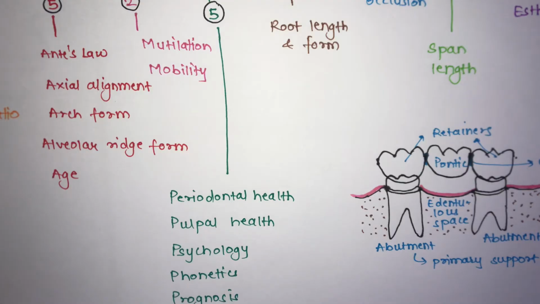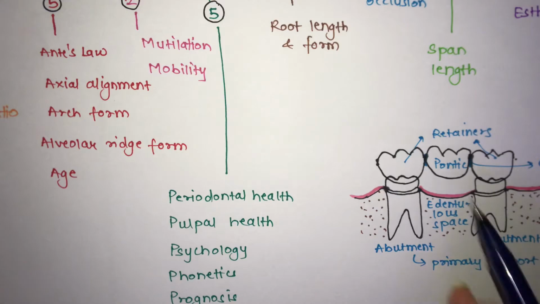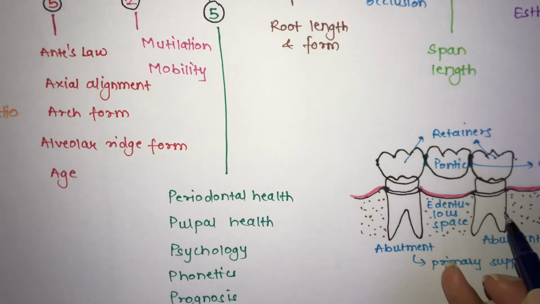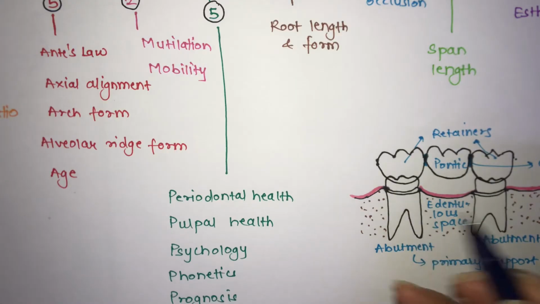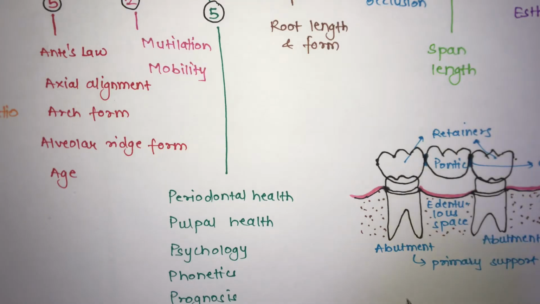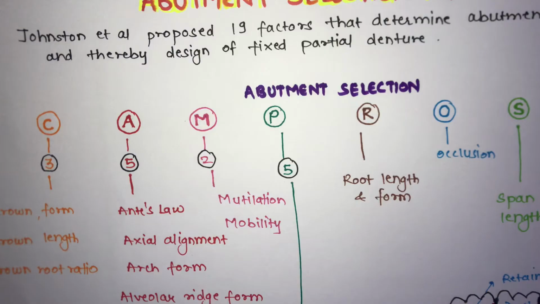An abutment is defined as a tooth, a portion of a tooth, or a portion of an implant which is used for the support of a fixed or removable prosthesis. Over here, this is the edentulous space and these are your natural teeth which are present. These natural teeth act as the abutment through which the fixed prosthesis gets support for the denture. The choice of a suitable abutment is very important because the abutment has to withstand both the forces which are acting on it and the forces which are acting on the pontic.